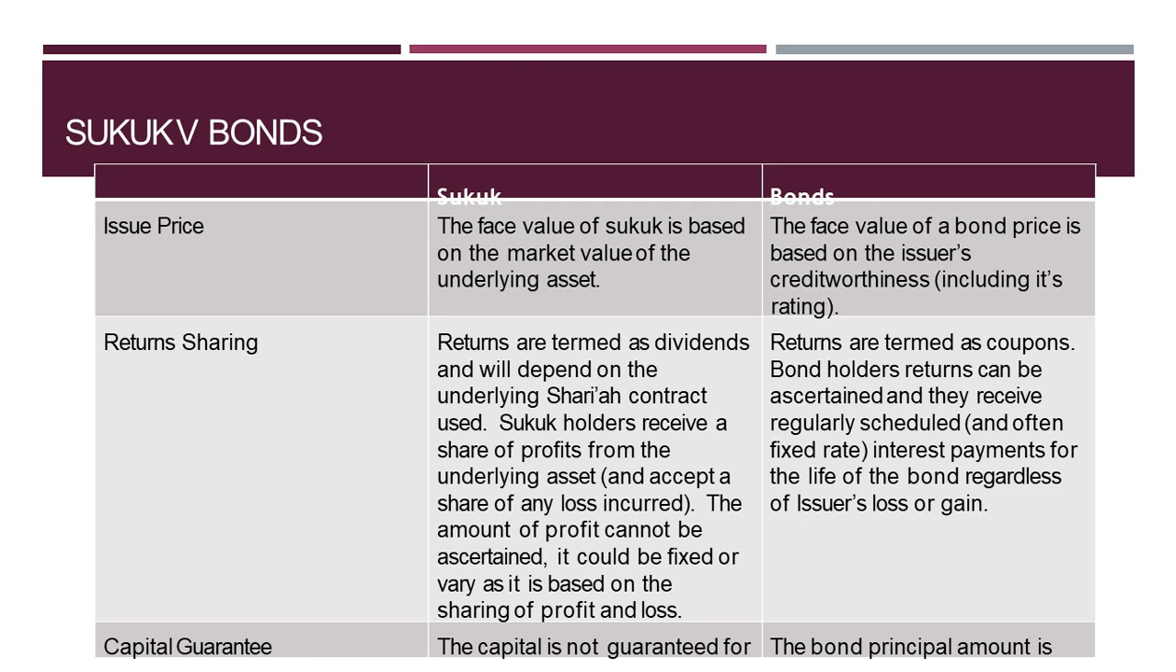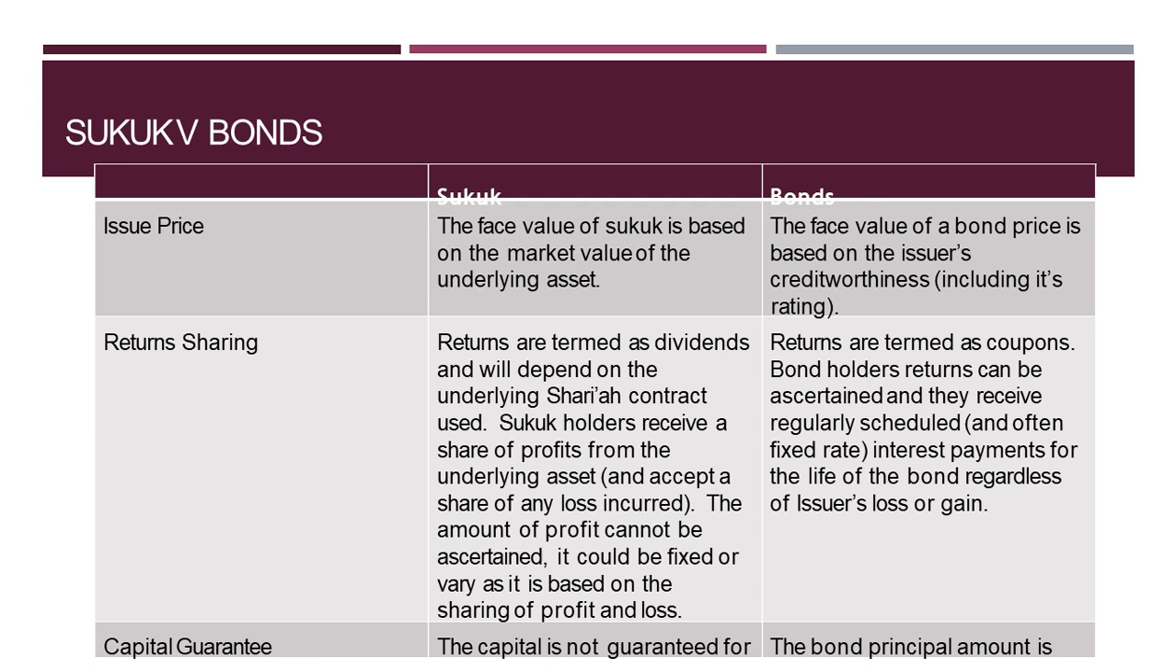If we look at sukuk on the base of returns sharing, returns are termed as dividends and will depend on the underlying Sharia contracts used. Sukuk holders receive a share of profit from the underlying asset and accept a share of any loss incurred. The amount of profit cannot be predetermined; it could be fixed or vary as it is based on the sharing of profit and loss. But in the case of bonds, returns are termed as coupon, meaning interest rate.